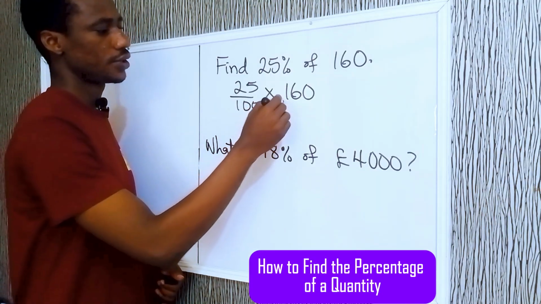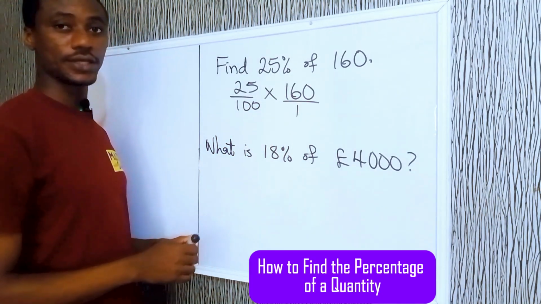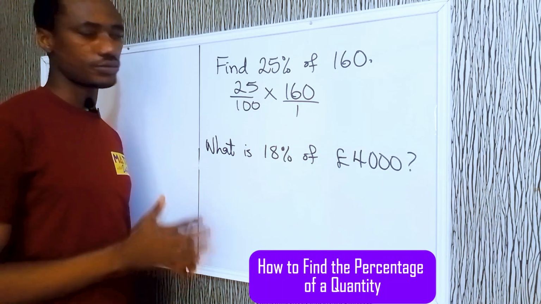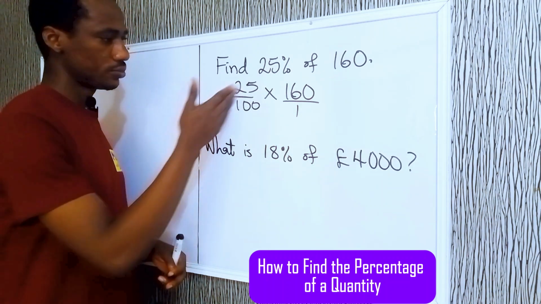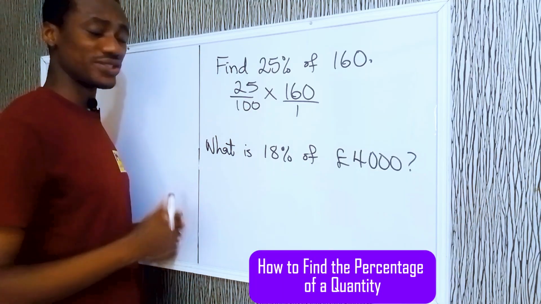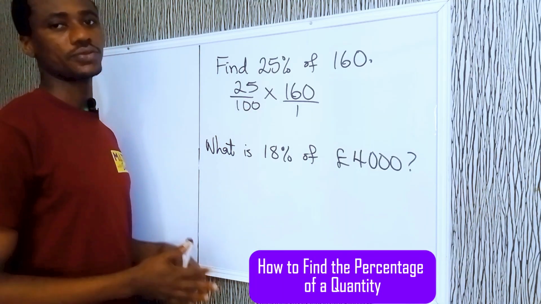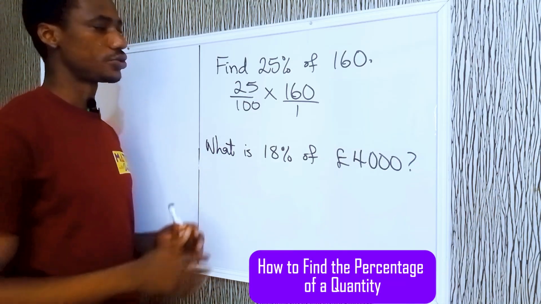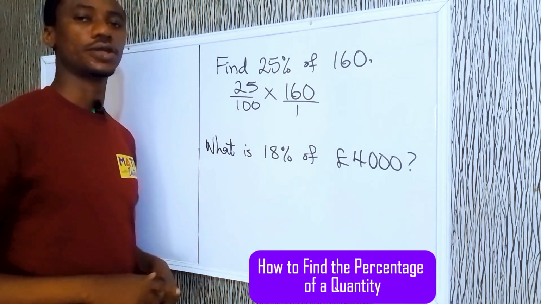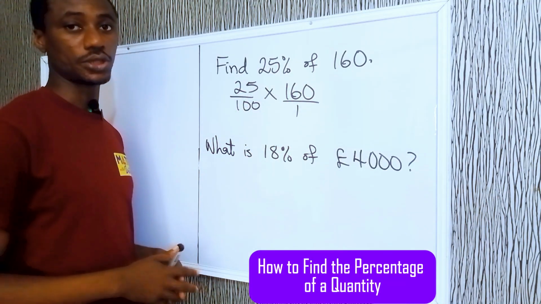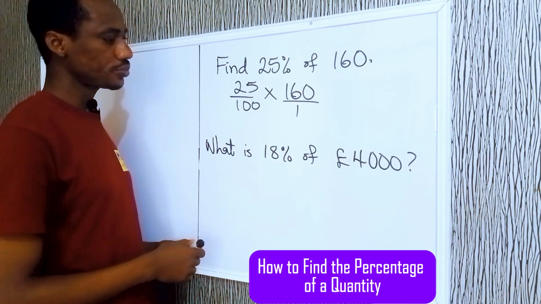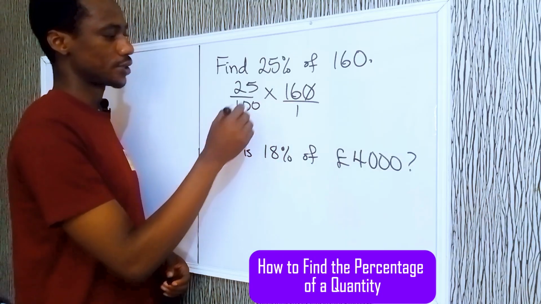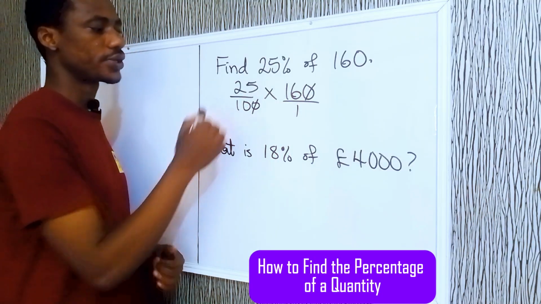I always advise that instead of multiplying straight, you should check for common factors of the numerator and denominator. Break it down till there's nothing to break again. At that point, you can then multiply numerator by numerator, denominator by denominator. That's what I'm going to be doing here. So I can divide this by 10 and also divide this by 10. So I just cancel the 0, cancel the 0.